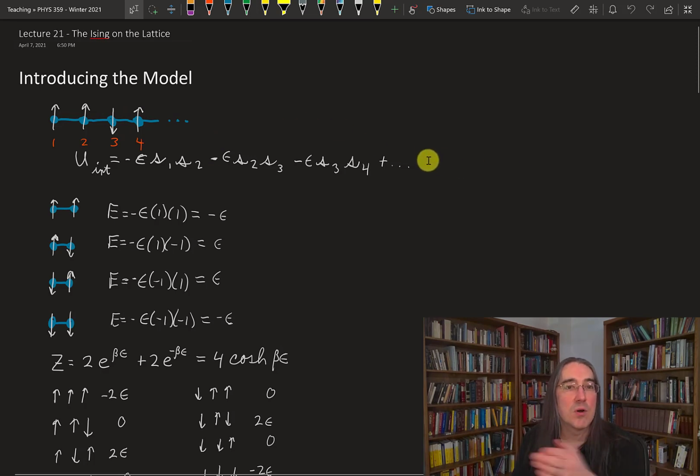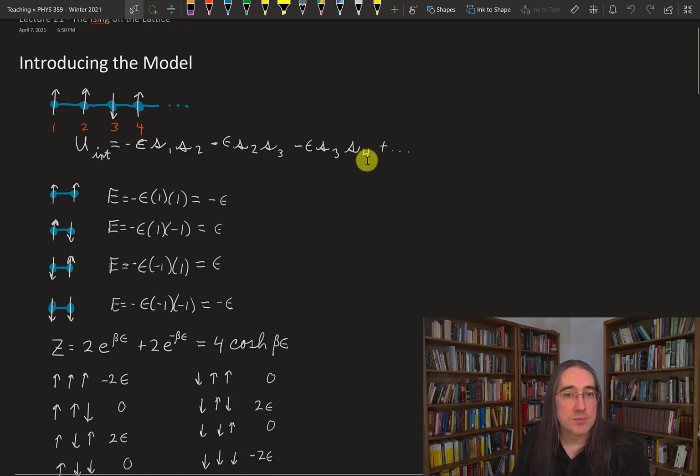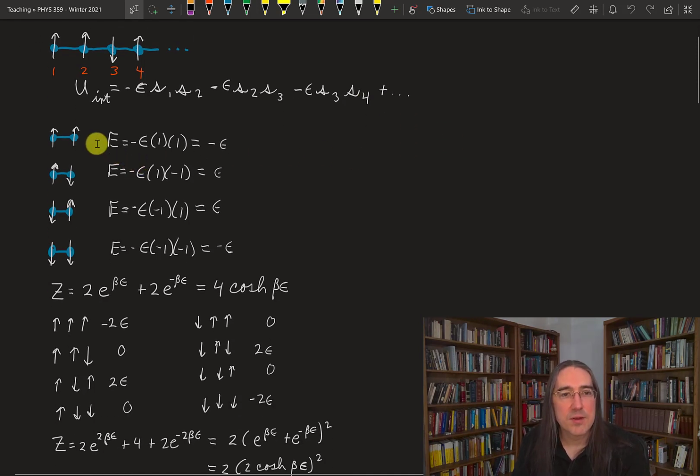So however long our chain is, our interaction potential will have one term for each nearest neighbor pair as you go down the chain. Okay. So, simple case, just to get the ball rolling: if I have a chain that's only two long, we can just calculate the whole thing.